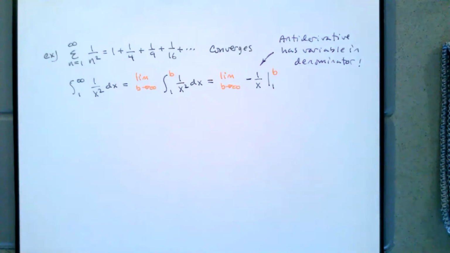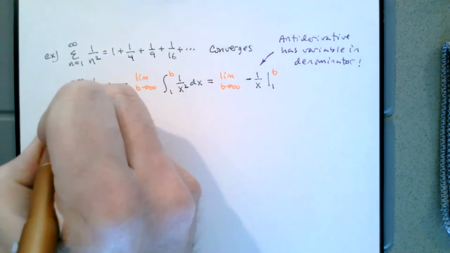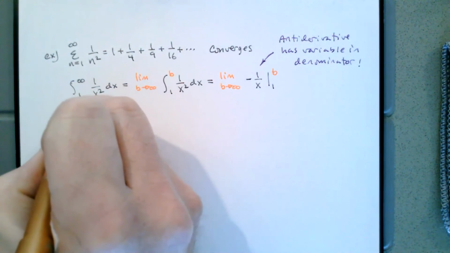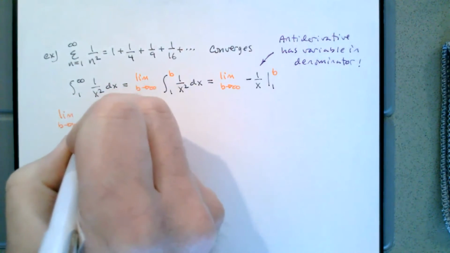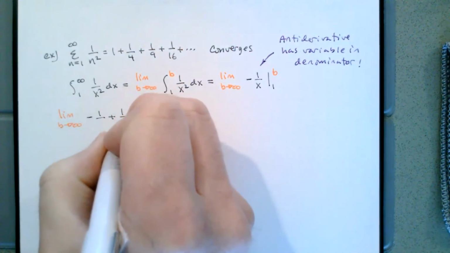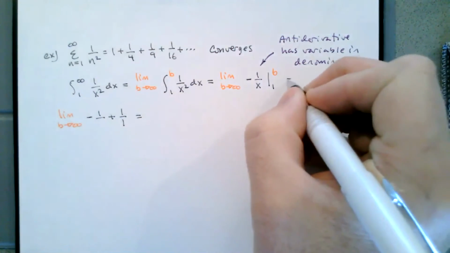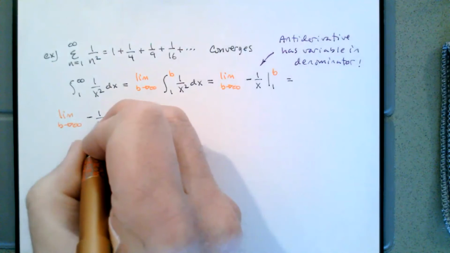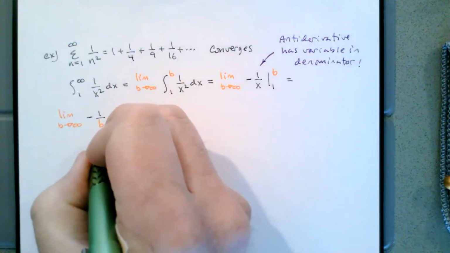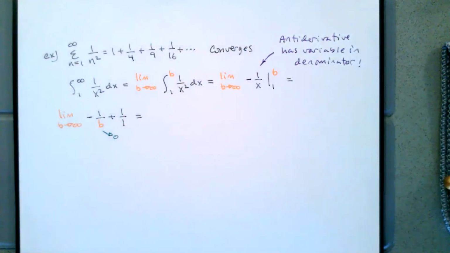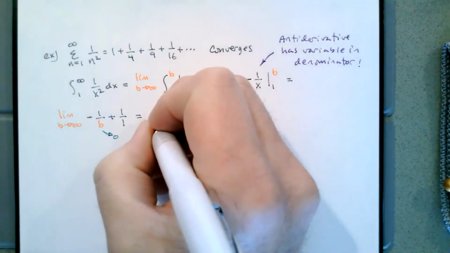So now we'll take the limit as b goes to infinity of minus 1 over b, minus a minus 1 over 1. Now the minus 1 over b part, as b goes to infinity, the 1 over b goes to 0. One over 1 is just 1. And so our limit is equal to 1.